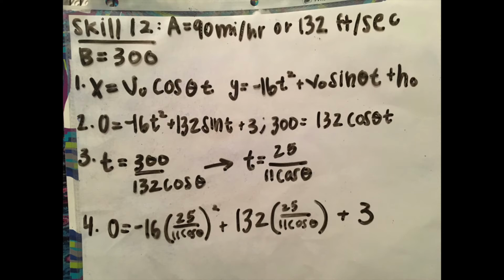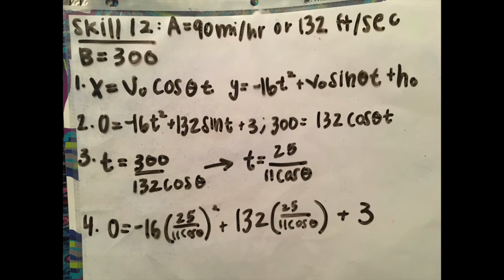The first one being x is equal to the initial velocity times cosine theta times t, and y is equal to negative 16 t squared plus initial velocity times sine theta times t plus the initial height. The next thing I did is plug the values that I made up in the very beginning into those two equations. I got 0 is equal to negative 16 t squared plus 132 sine theta t plus 3, and also 300 is equal to 132 cosine theta t.